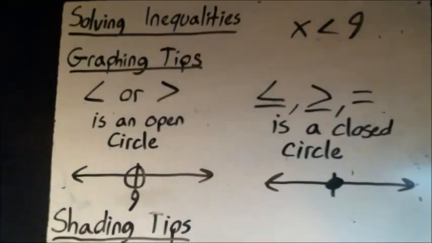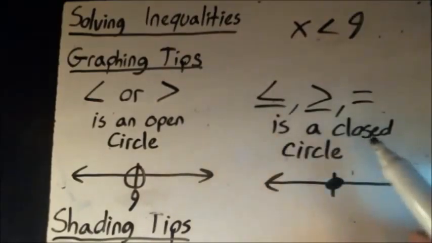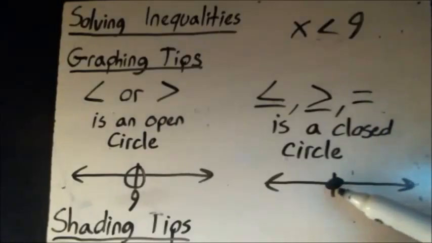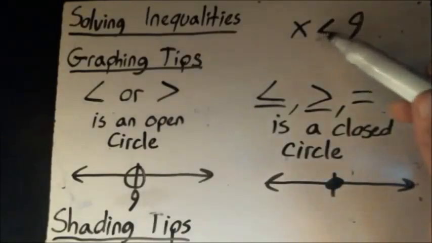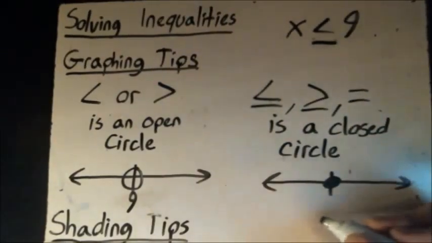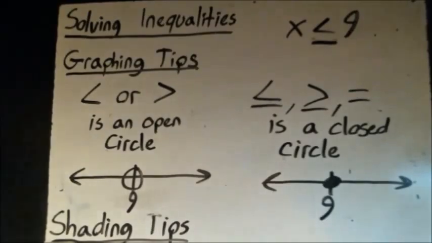All right? Now, if you have a less than or equal to, a greater than or equal to, or just an equal sign when you're graphing, then you're going to use a closed circle like you see here. So if this was x is less than or equal to 9, then we put the 9 right there. Okay? So next thing you do after you put your points is you have to shade.